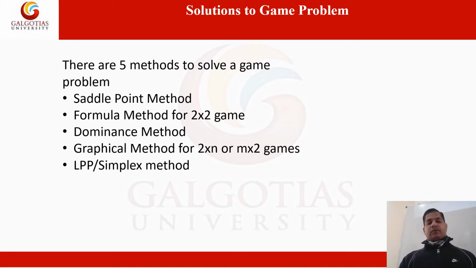And if after the dominance method it is not converted into a 2 by 2 game, or a 2 by n or m by 2 game, and it remains an m by n game, then we will apply the simplex method to solve the game problem. That means the game problem is solved on a sequence basis. We have to try each and every method to check whether it is applicable in this situation or not.